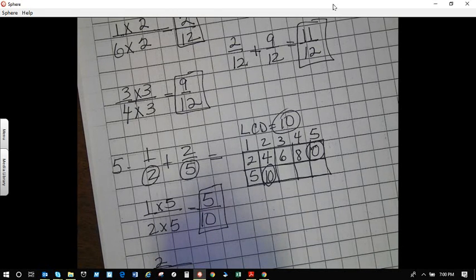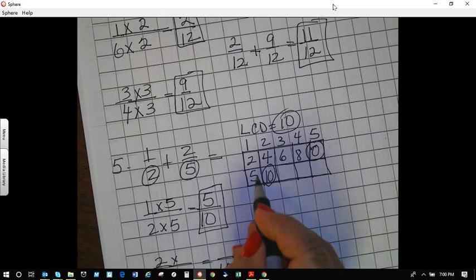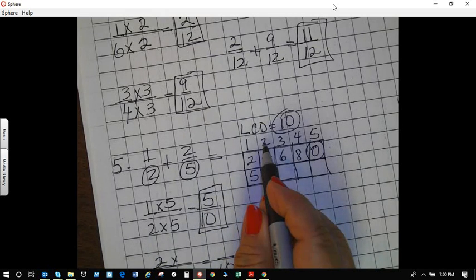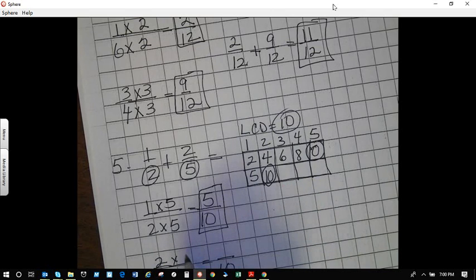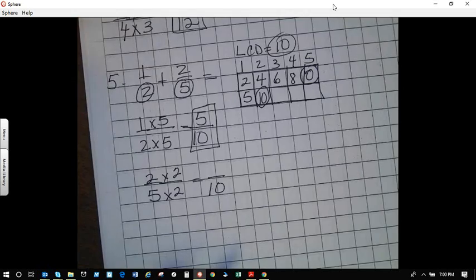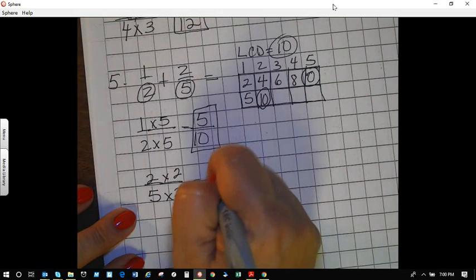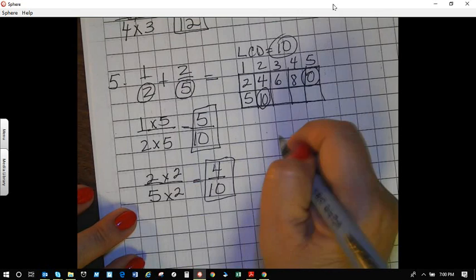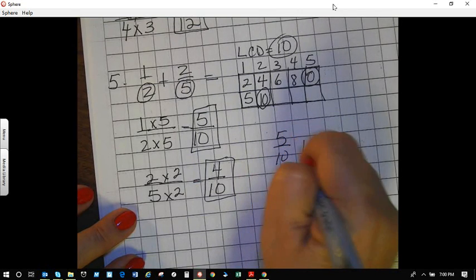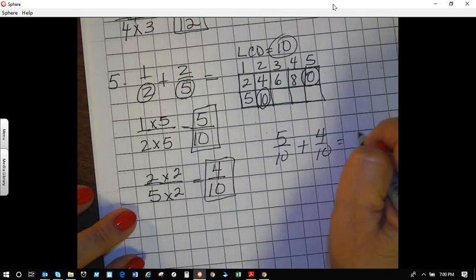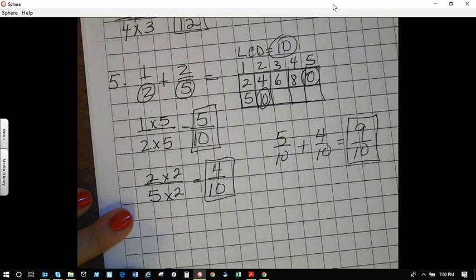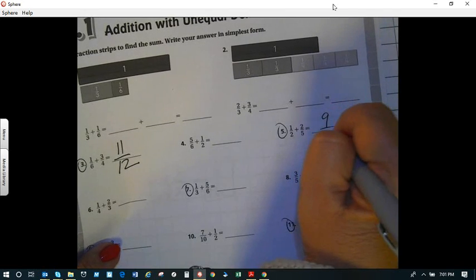I'm going to multiply those by something. My new denominator is 10. 5 goes into 10 2 times. So 5 times 2 is 10. Remember, we're doing the same thing. So now 2 times 2 is 4. I have 5/10 plus 4/10 equals 9/10. And there is my answer. So number 5 is 9/10.